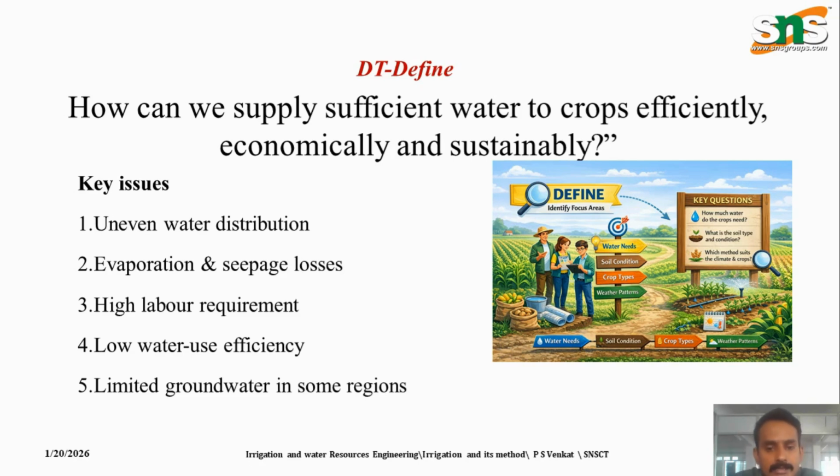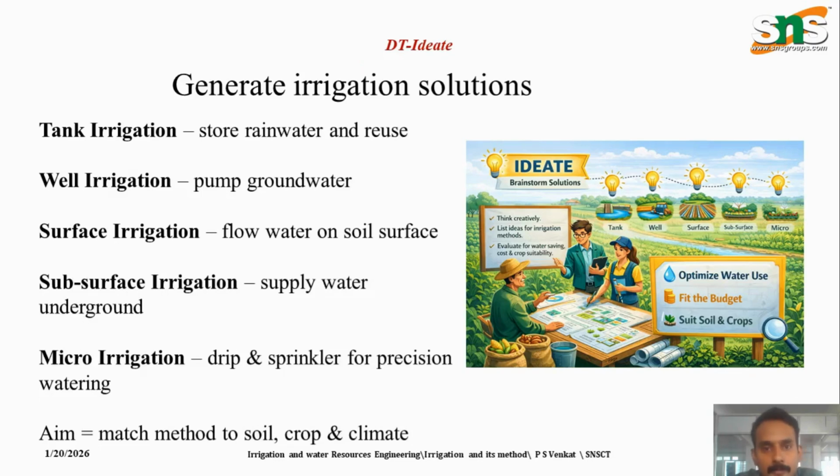In order to address these problems, we are providing the best possible solution by ideating. Now engineers generate multiple irrigation solutions in the ideate stage of design thinking. The possible solutions include tank irrigation to store rainwater, well irrigation to use groundwater, and subsurface irrigation to reduce evaporation. And also adopt micro irrigation systems for precision watering. The aim is to match the irrigation method with soil, crop and climate requirements.